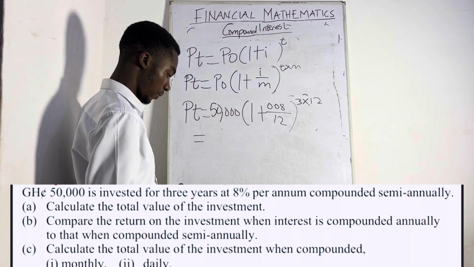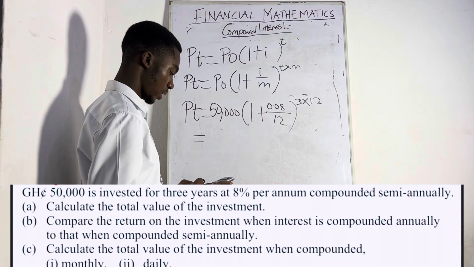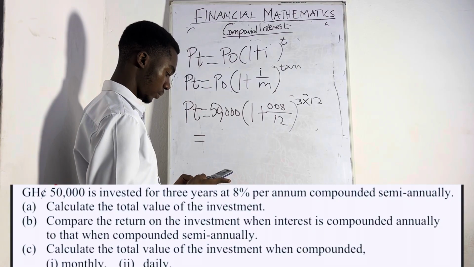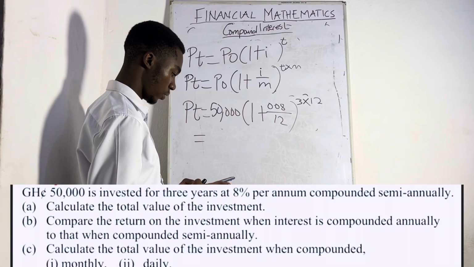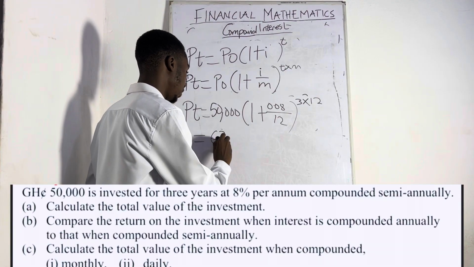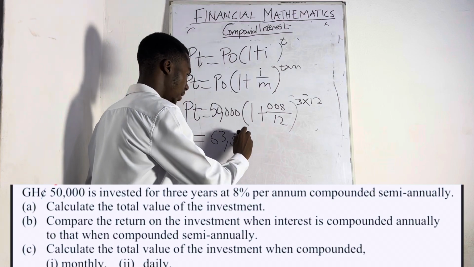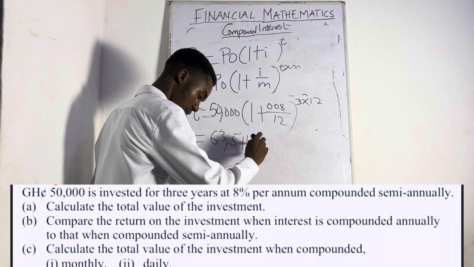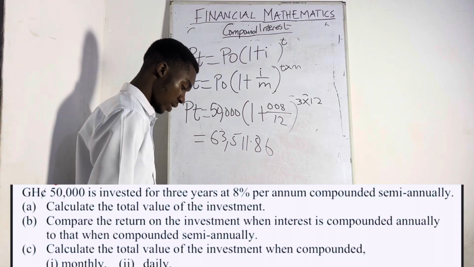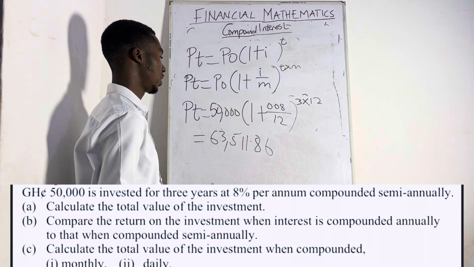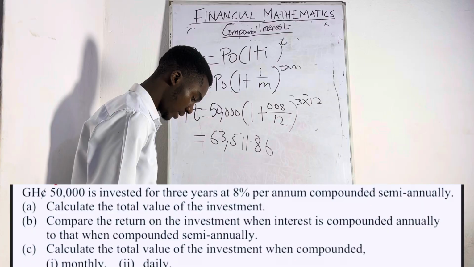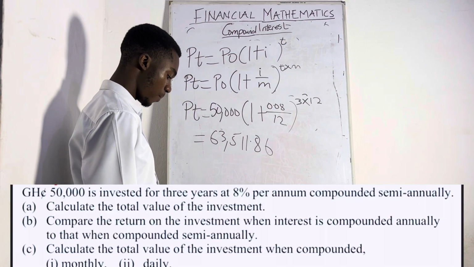So we have 50,000 into brackets 1 plus 0.08 over 12 exponent 3 times 12. So you are getting 63,511.86. Yeah, so this is our final answer. So when it is compounded monthly, this is what you are going to get: 63,511.86. You get it. Then the (ii) part says calculate the total value of the investment when compounded daily.